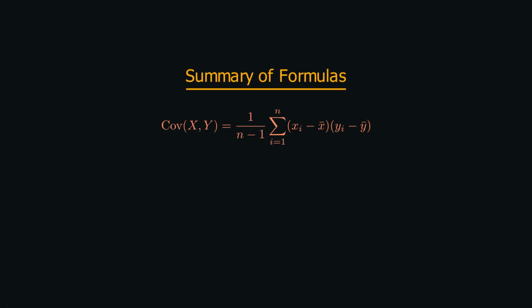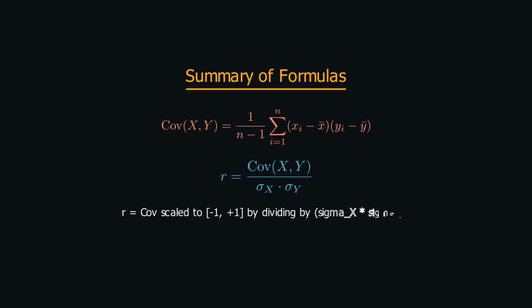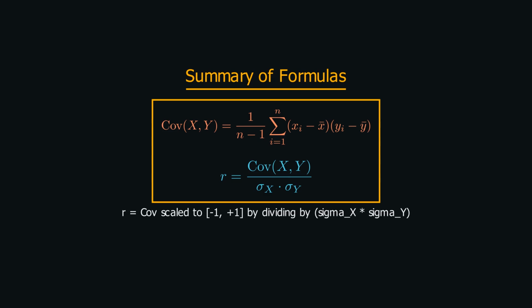For the final summary, let us put both formulas on screen together. The covariance formula, cov of x and y equals 1 over n minus 1, times the sum of x sub i minus x bar, times y sub i minus y bar. The correlation formula, r equals that covariance, divided by sigma sub x times sigma sub y. You can see clearly that correlation is just a scaled version of covariance. The scaling step, dividing by the product of the 2 standard deviations, is what removes the units and locks the result between -1 and +1.